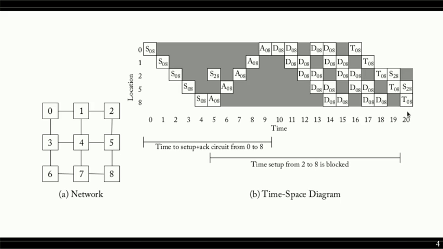This way, the transmission of data from node 0 to node 8 finishes at cycle 20. Also, the resources are deallocated. Deallocation starts at cycle 19 and source 2 starts to set up its link.